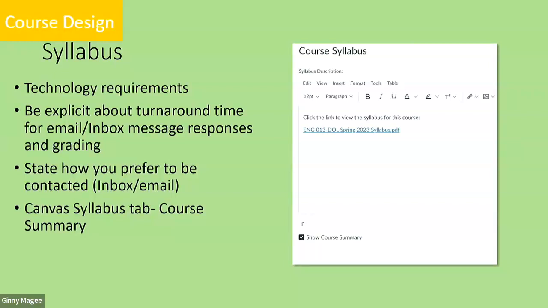That's what this says. If you click on the syllabus tab and click edit, you'll see a screen that looks like that. You could either copy and paste your whole syllabus in there, or you could put a link to a PDF or a Word doc. But the nice thing is this show course summary box down at the bottom. If you check that, it will put all of your assignments in chronological order by due date, and they're clickable. So it keeps you from having to go in every semester and change specific due dates for specific assignments.